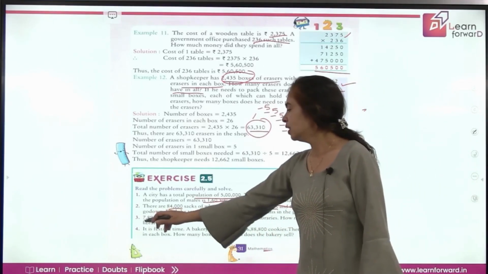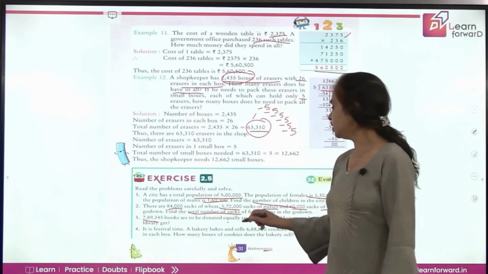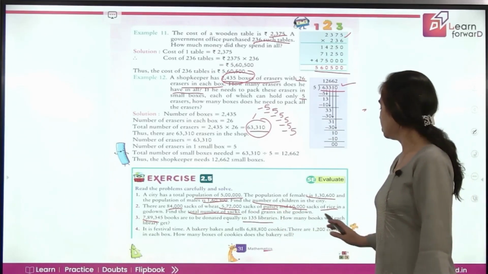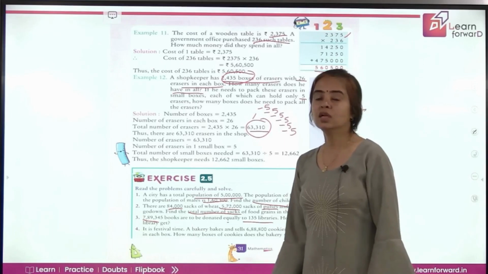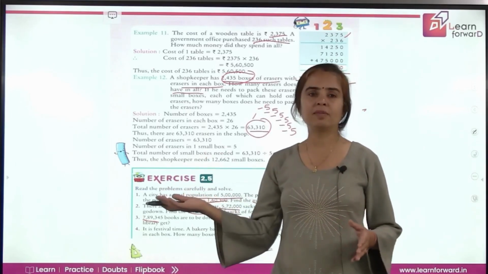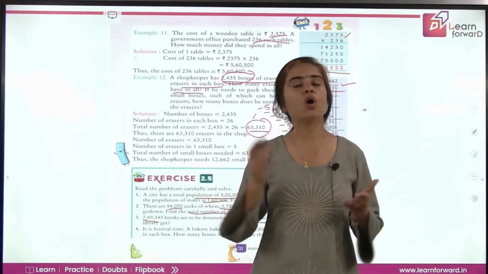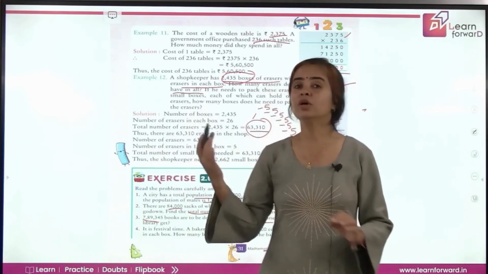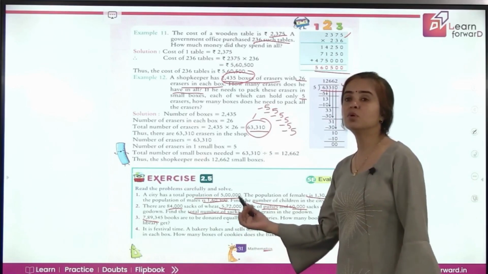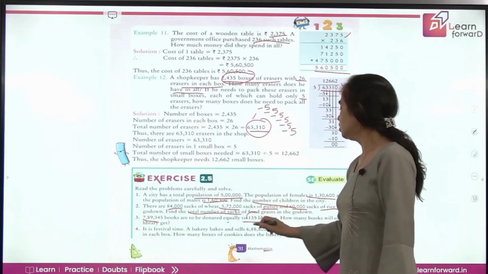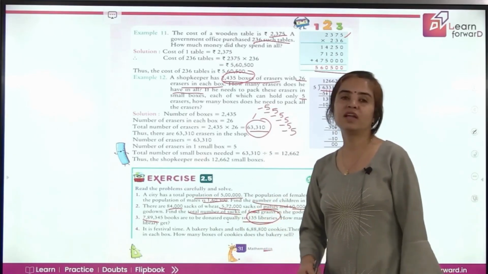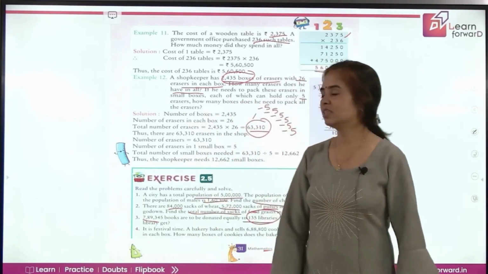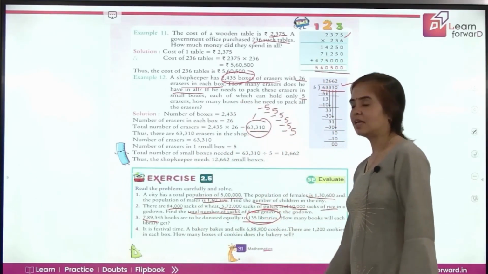Coming to next. These many books are to be donated equally to 135 libraries. How many books will each library get? So what is equal distribution in mathematics? Equal distribution or repeated subtraction, both are the terms that we use for division. So here, because you have to distribute these books equally into 135 libraries, equal distribution means division. So you will be dividing the numbers here.